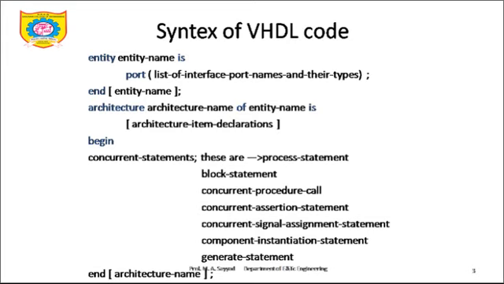In the port you have to specify the list of interface ports which are associated with that entity. Whenever you give the list of interface ports, this list must include the name of the port, its mode and its type. These three things are essential while defining any port. Next part is an architecture. Architecture describes the working of an entity or how the entity behaves.